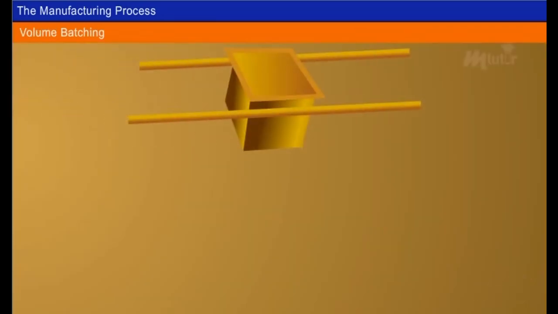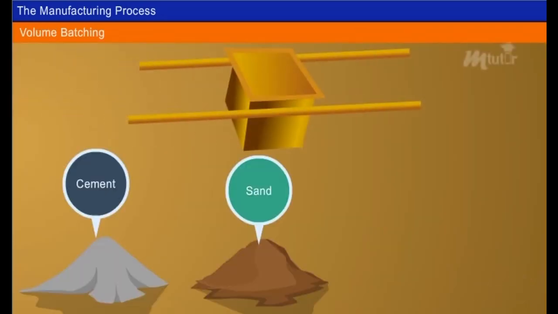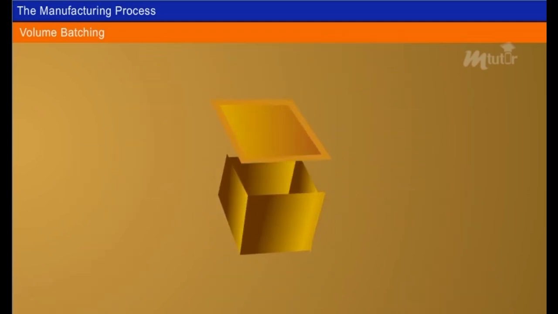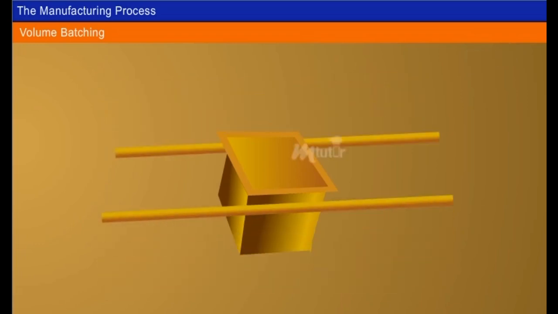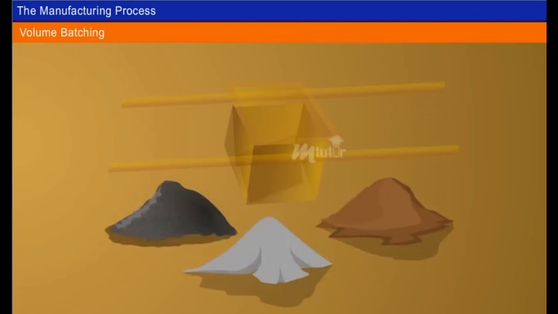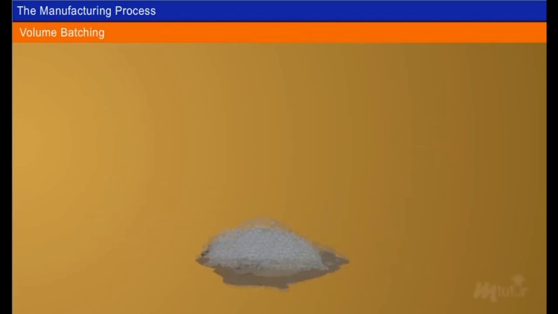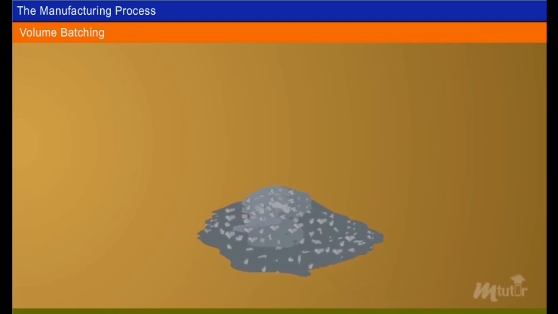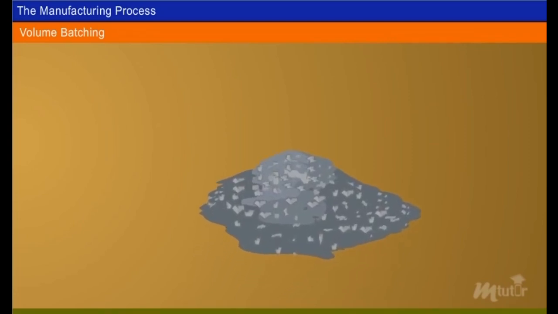Volume batching. In this method, cement, sand, and aggregates are batched by measuring their volume. A gauge box made with wooden plates can measure the volume of one bag of cement, that is, 35 liters. The required amount of sand and coarse aggregate is added by measuring with the gauge box. The quantity of water required for making concrete is found after deciding the water-cement ratio.